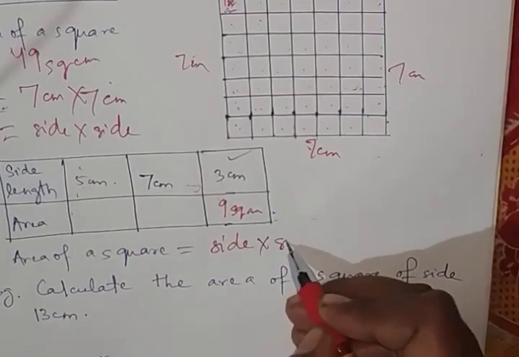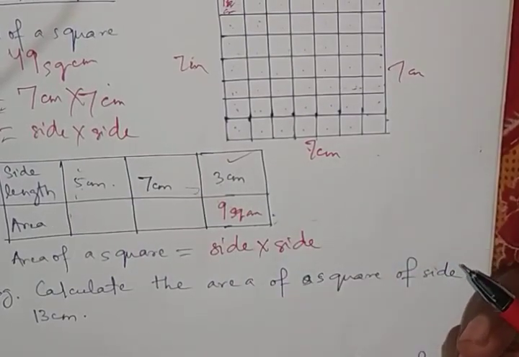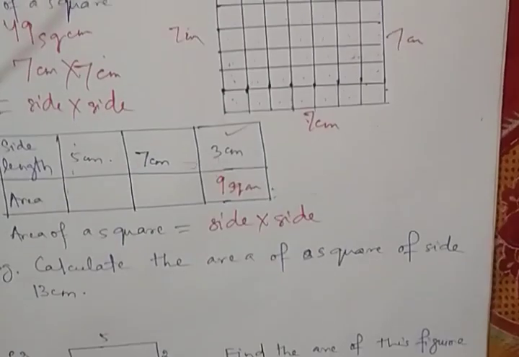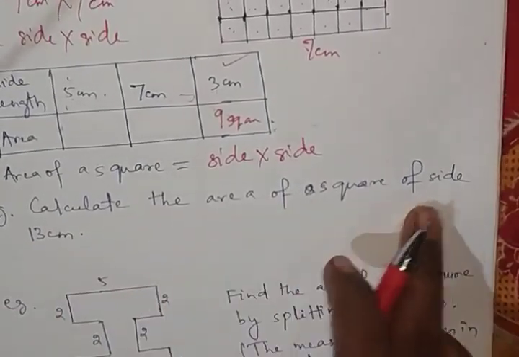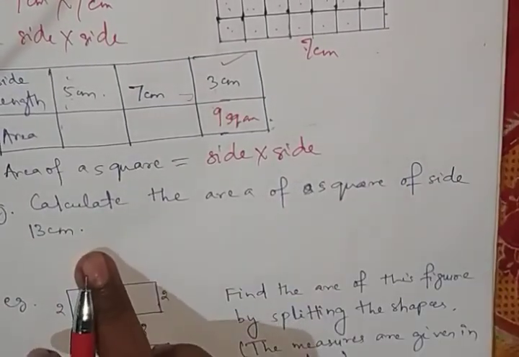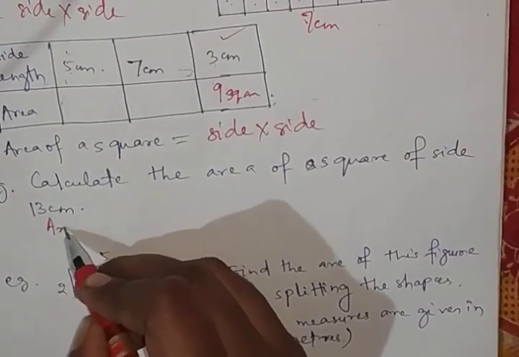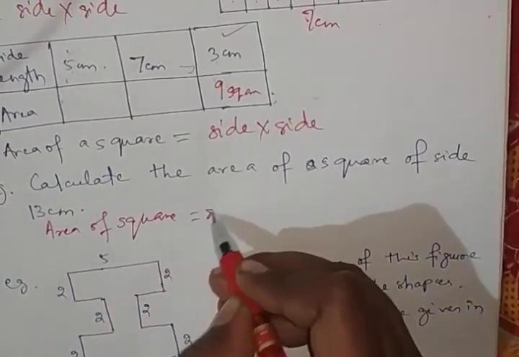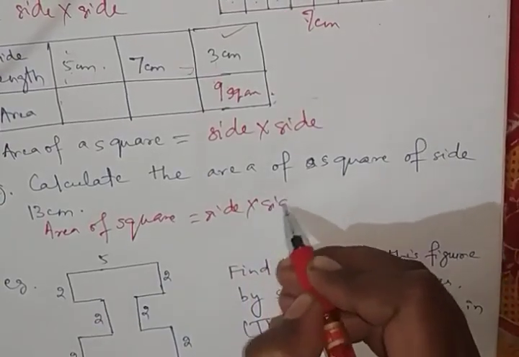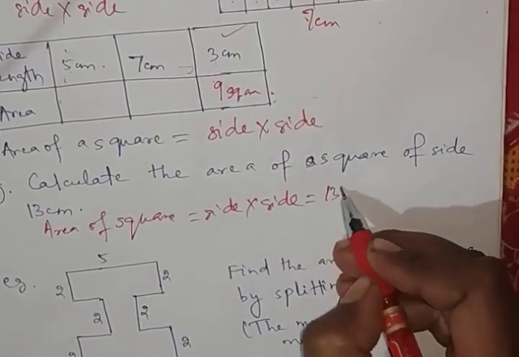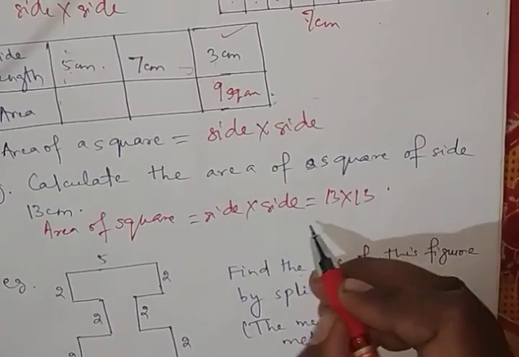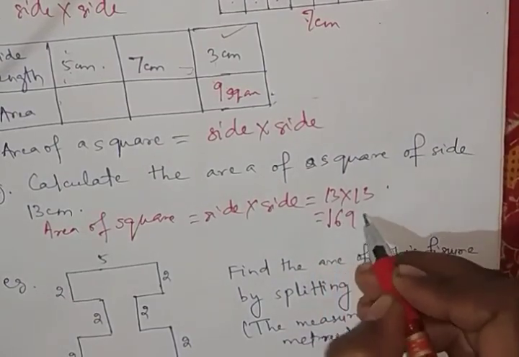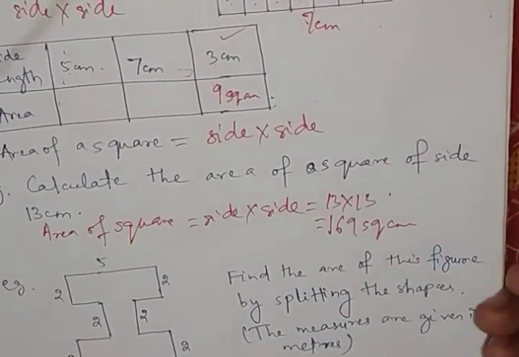Side into side. Okay. So here an example is given. Calculate the area of a square of side 13 centimeter. So what will we write? Area of square equals side into side. 13 into 13 equals how much? 169 square centimeter.